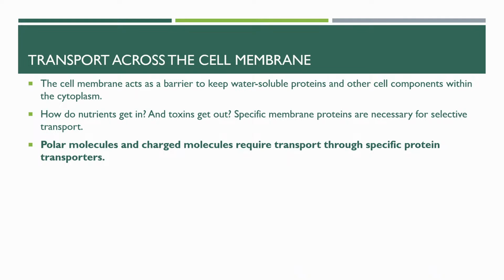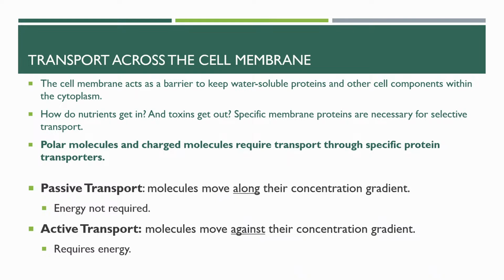And so the two types of transport that we'll talk about, I'm sure you've heard this before, are passive and active transport. In passive transport, the molecules move along their concentration gradient. It does not require energy. The concentration gradient for passive transport moves from low concentration to high concentration. And then in active transport, things will move against their concentration gradient, so that will require energy. Quick review on these things.